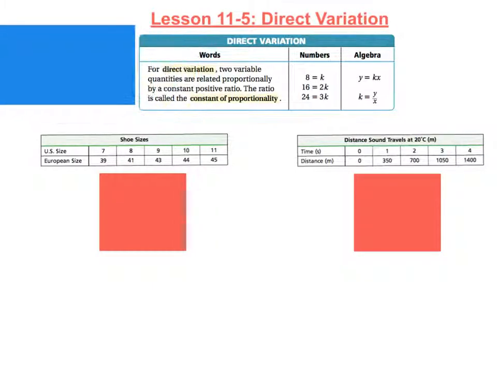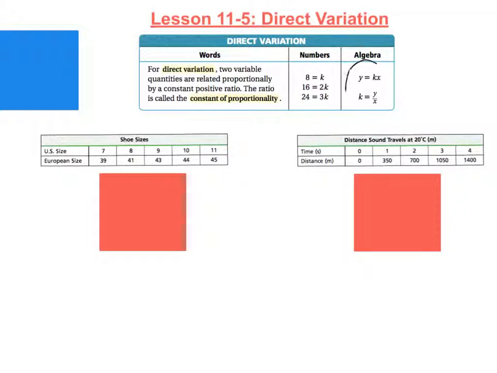Well, here's the official definition. Two variable quantities are related proportionally by a constant positive ratio. This ratio is called the constant of proportionality. And here's the formula that we'll need here. y equals kx. If it is an equation with direct variation, it'll always have this form.